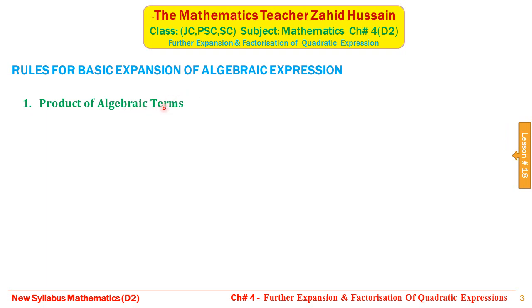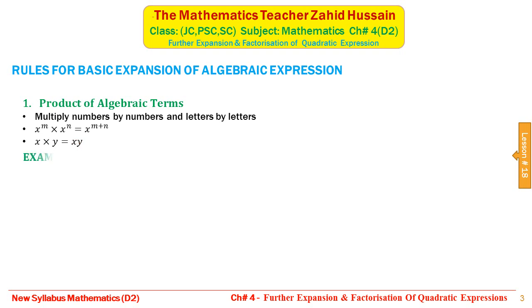Product of algebraic terms. When there are two terms having same letters or different letters, how we will multiply these two terms? We will multiply numbers by numbers and letters by letters. If there is a multiplication of two same letters, we will add their powers, and if the multiplication is of two different letters, we will remove the multiplication sign and we will write the letters as it is. This is the example.